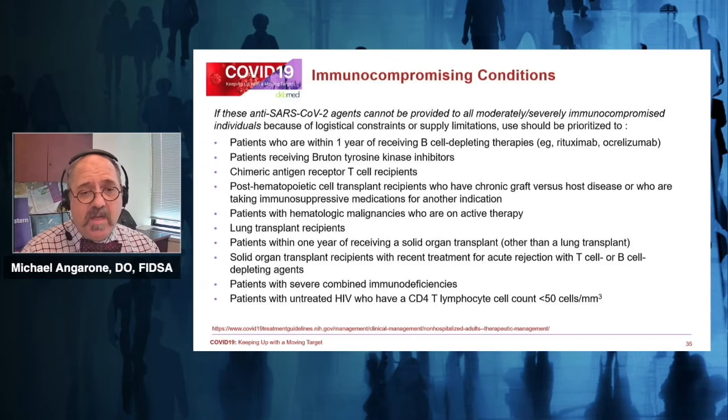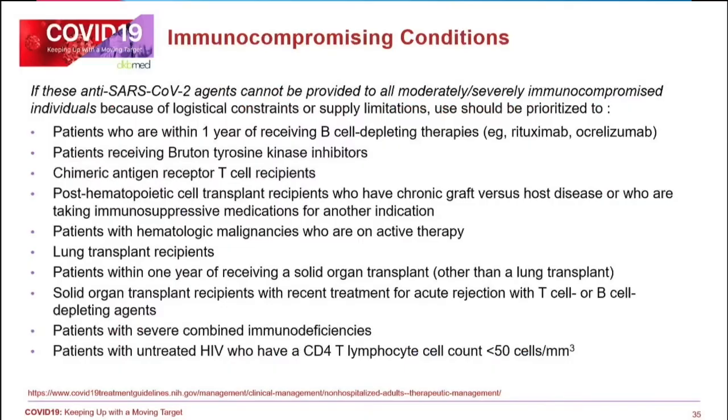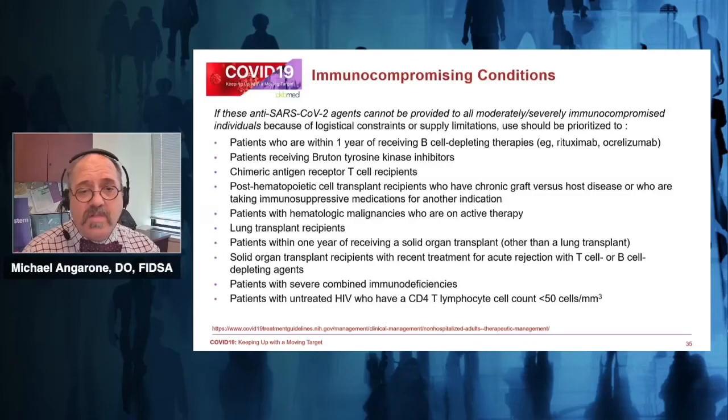Those who've had stem cell transplants, who have chronic graft-versus-host disease or are on immune suppression to prevent graft-versus-host disease, active chemotherapy for hematologic malignancies, lung transplant recipients, other solid organ transplant recipients within 1 year, solid organ transplant recipients being treated for rejection with T-cell or B-cell depleting agents, severe combined immune deficiency, and then individuals with untreated HIV who have T cells less than 50. Those are the ones we should really think of as having more severe immune compromised states.